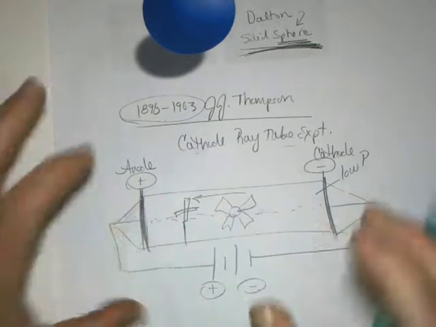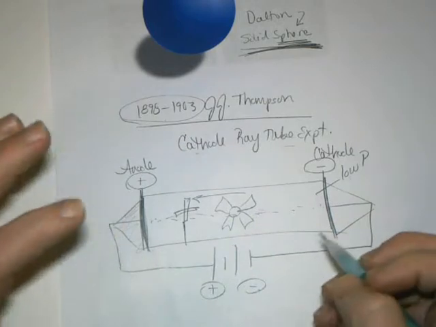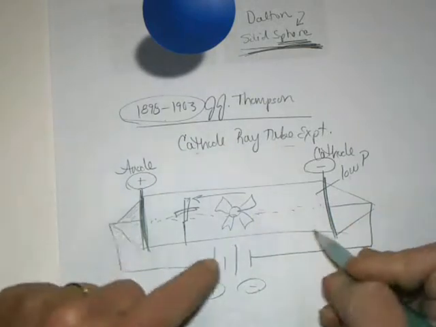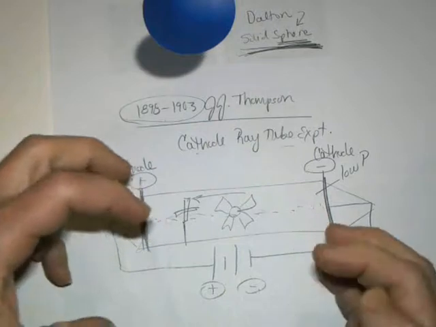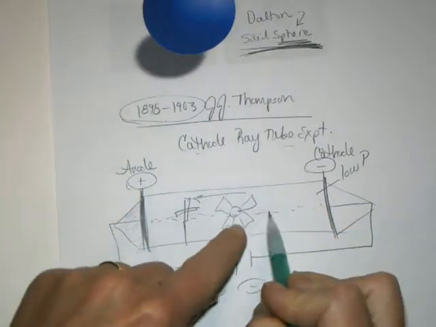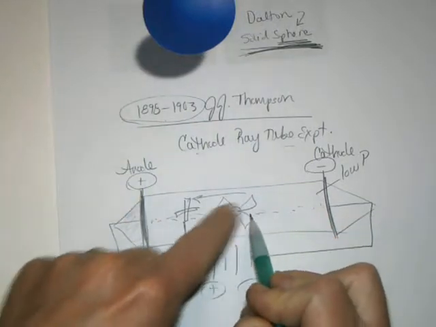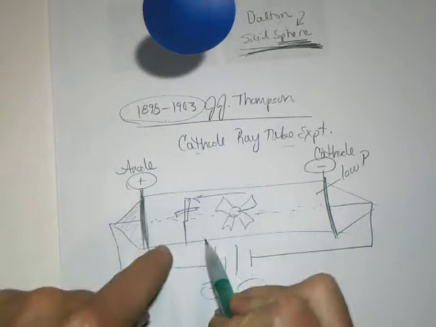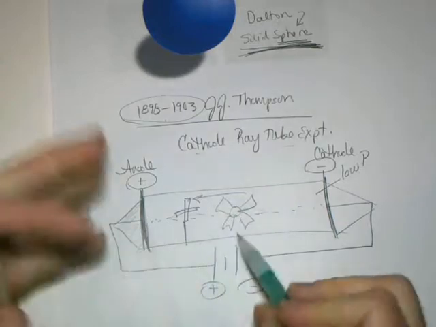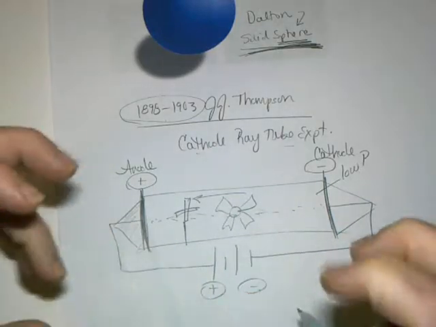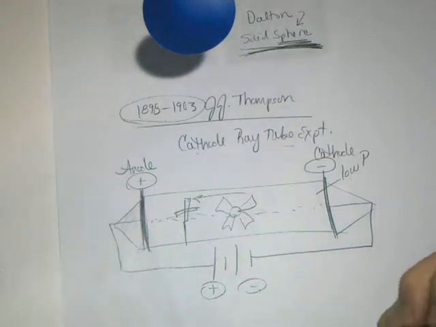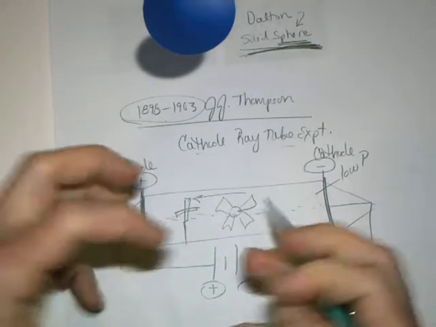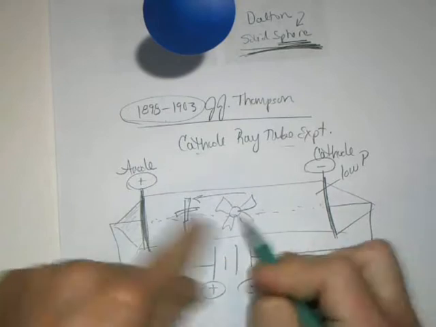Through much of this evidence, it concluded, first, that whatever is being created must have some oomph to it, because something is hitting the paddle wheel and causing it to move. And at first, they thought it was light, but if you shine light on something, it's not going to necessarily make it move. So there had to be something substantial to this ray.